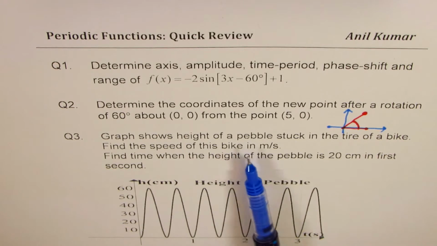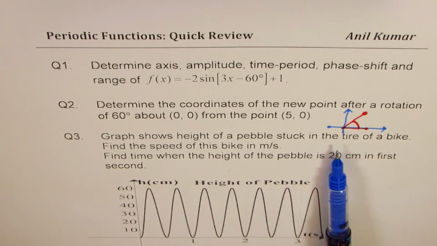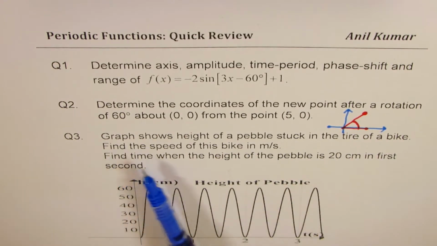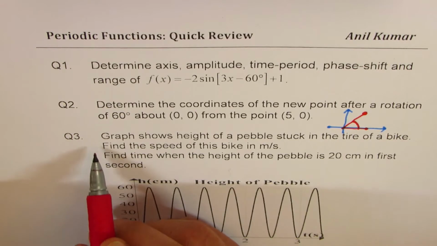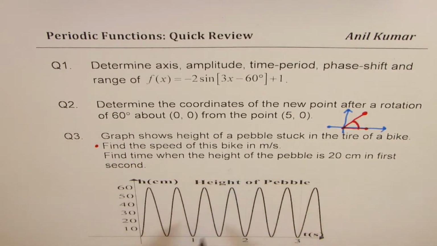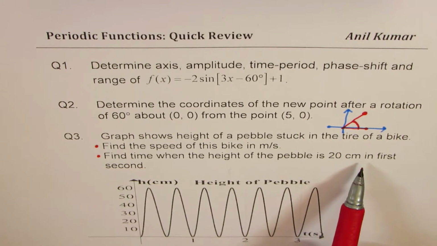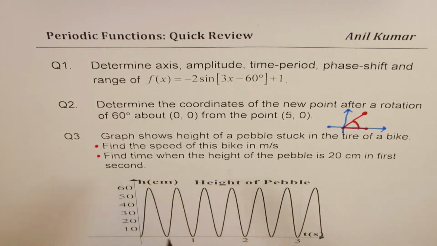Question number 3. Graph shows height of a pebble stuck on a tire of a bike. Find the speed of this bike in meters per second. Now this is a very important question. You need to find speed of the bike in meters per second. And part 2 is find time when the height of the pebble is 20 centimeters in first second, right?